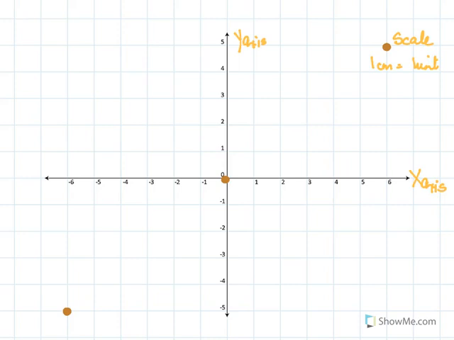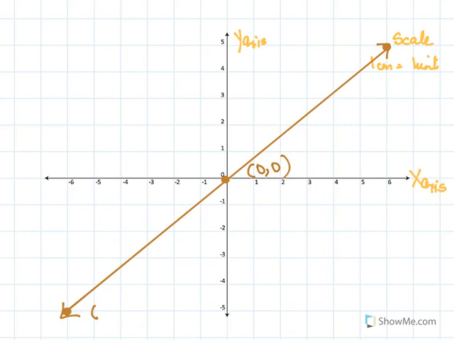Now let's join the points. So here this is your line. So we put the arrows. Of course, this point was 0, 0. This point was minus 6, minus 5. And this point was 6 and 5. So here is an equation of 1 by 3x minus 2 by y equal to 0.